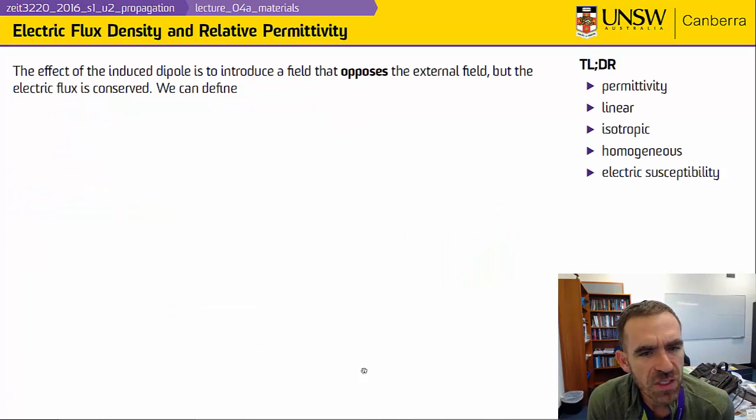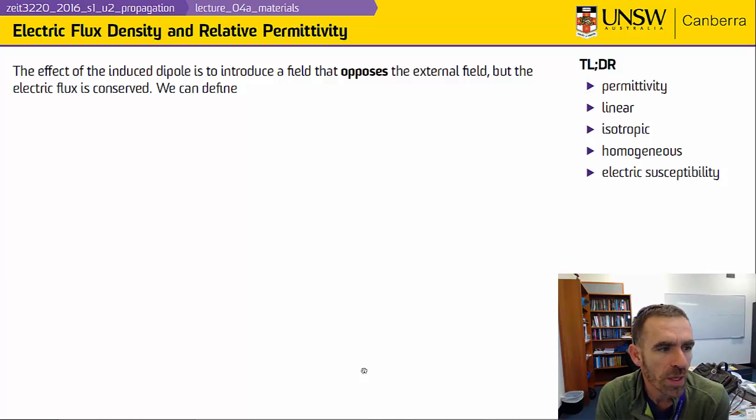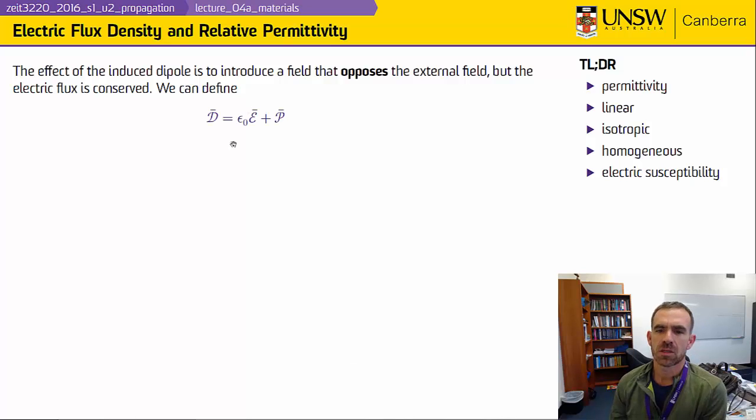Well, the effect of this induced dipole is to create a field that opposes the external field. But the total external electric flux must be conserved. And so we can define this displacement vector, and we've seen the displacement vector before. It's one of our fundamental quantities. Of course, it has units of coulombs per square meter, and we define this displacement vector as the permittivity of free space times the electric field plus the polarization.